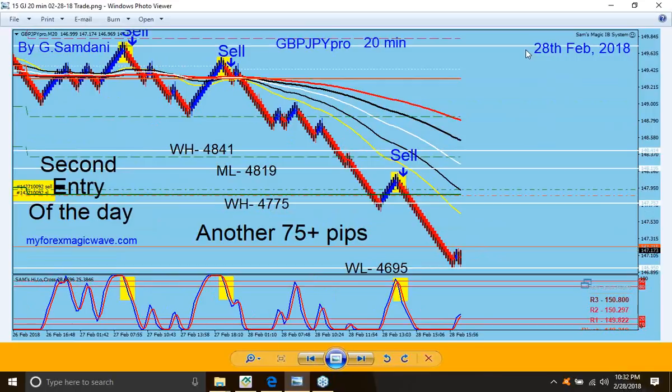So you see how many trades, almost like 15, 16, 17 trades in 3 days. And in the beginning a few trades were small, but most of them were big trades, 100 plus pips. And this is the beauty of my analysis and the system.